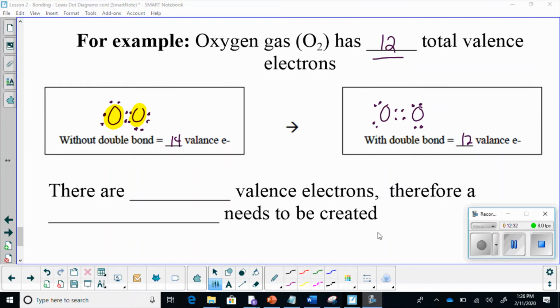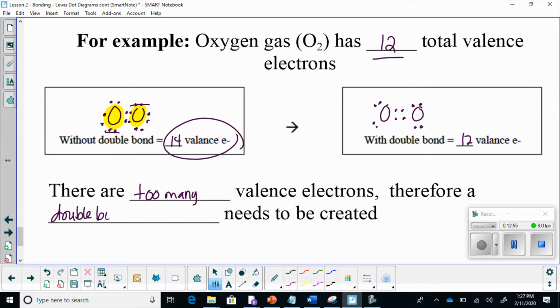So to recap, this here is to show you behind the scenes of how a double bond is created. You identify that a double bond needs to be created when there are too many valence electrons present. Therefore, a double bond will need to be created.